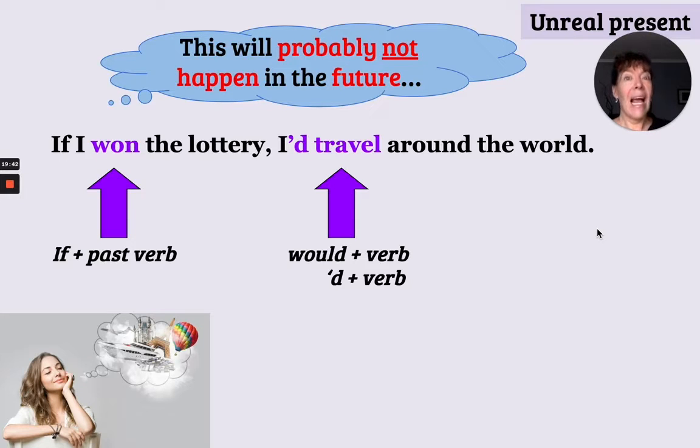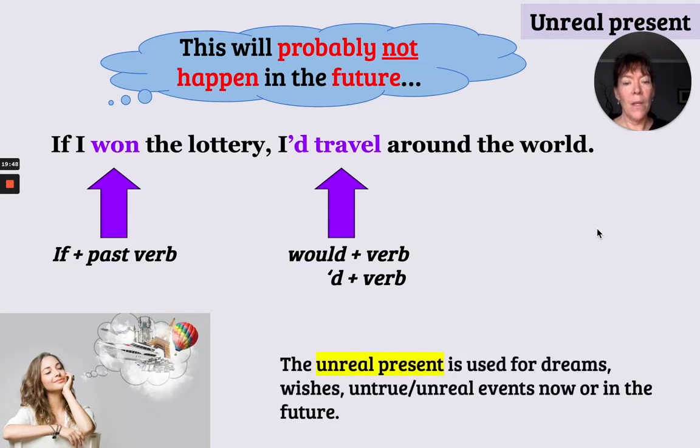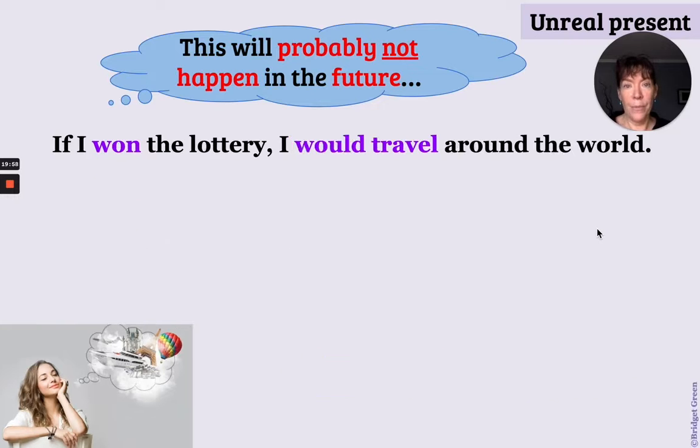If I won the lottery, I'd travel around the world. Remember, this probably will not happen in the future. The unreal present is used for dreams, wishes, untrue or unreal events now or in the future. If I won the lottery, I would travel around the world.